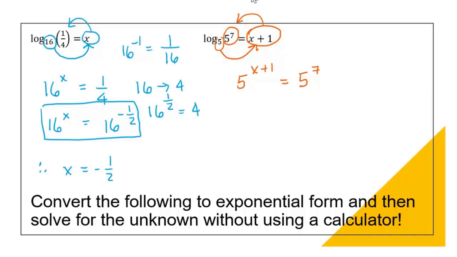As it turns out, this solves itself. If the bases are equal, the exponents must be equal. If 5 to the power of x plus 1 is supposed to be equal to 5 to the power of 7, then x plus 1 must be equal to 7. Solving for x, we find x is equal to 6.